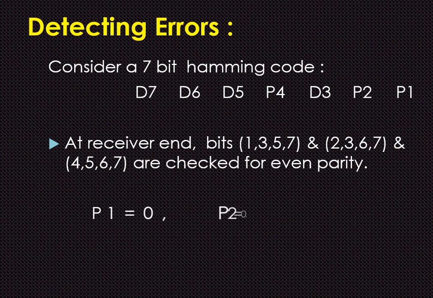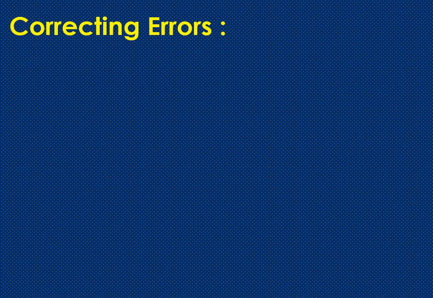If P1 is equal to 0, P2 is equal to 0 and P4 is equal to 0, then there is no error. If any one of these is 1, then an error exists. So this is how you detect the errors. But if you receive some odd parity, now I am going to correct the errors. Whatever message was sent is not matching the parity, so now I have to correct the errors.